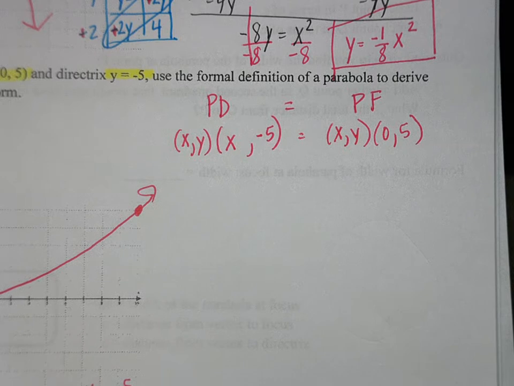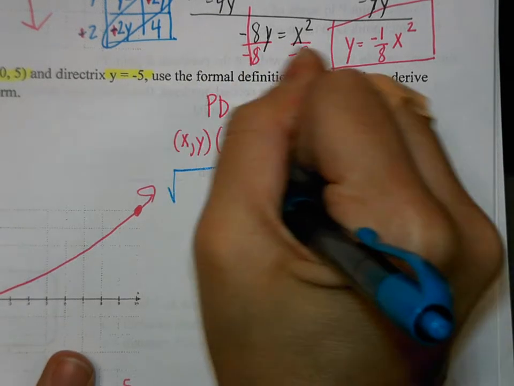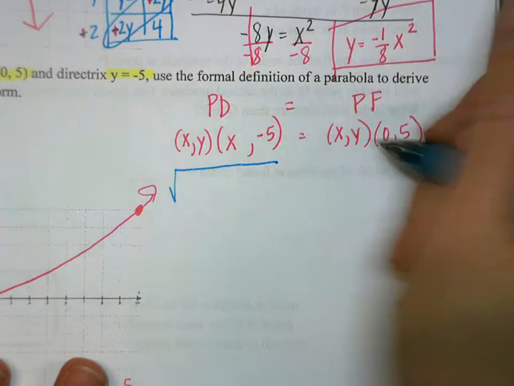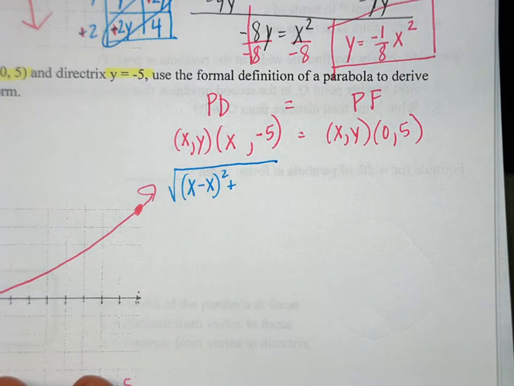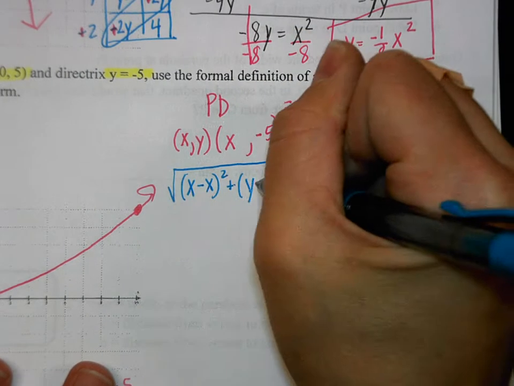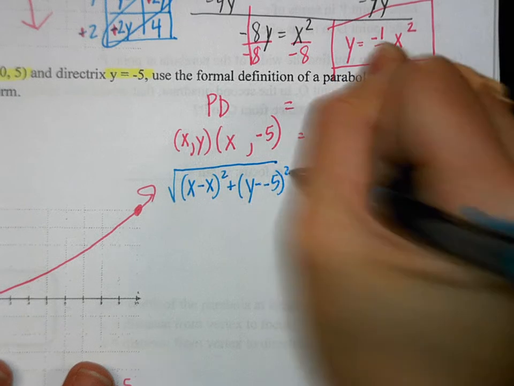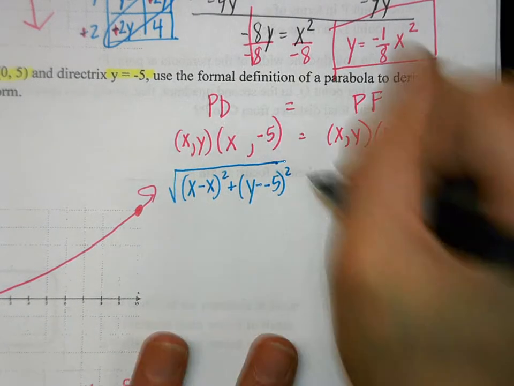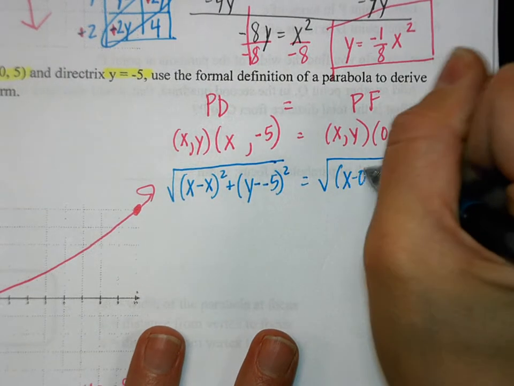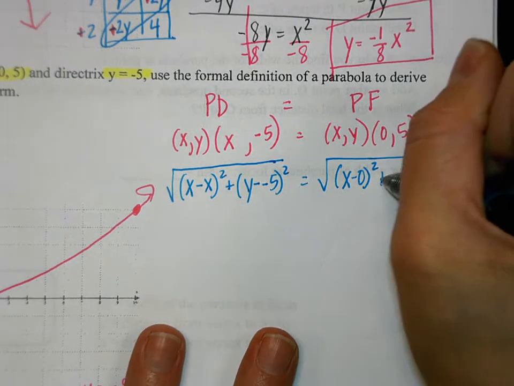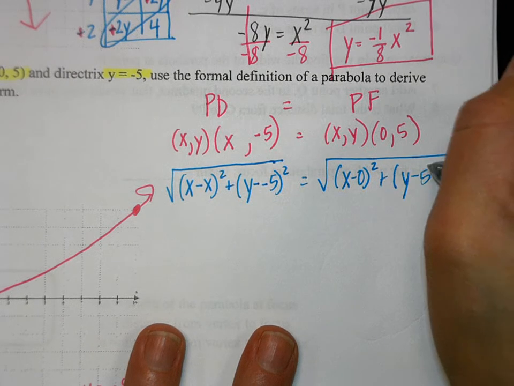Next, in order to find that distance between our point and our directrix and the point and the focus, we have to use the distance formula. So our distance formula is the square root, and we subtract the x's, so that will be (x - x) squared plus what? (y - (-5)) squared. So pay attention if there's negatives. Equals. On the other side, what will I write? Good. (x - 0) squared plus (y - 5) squared. Well done.